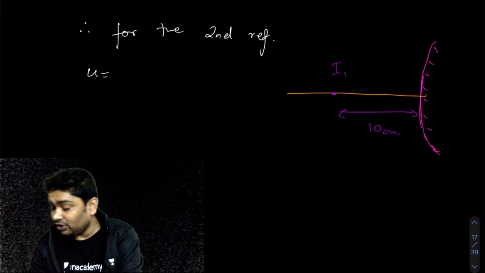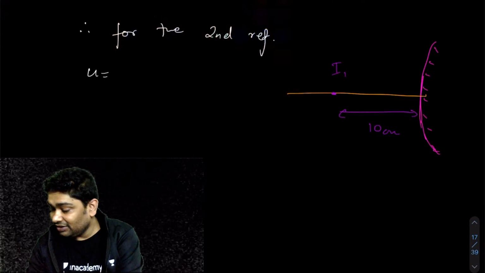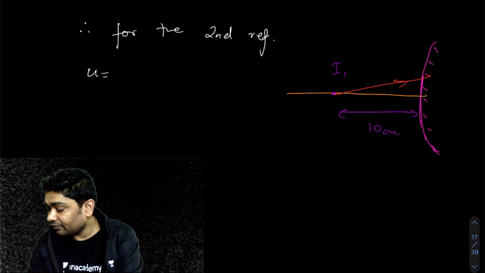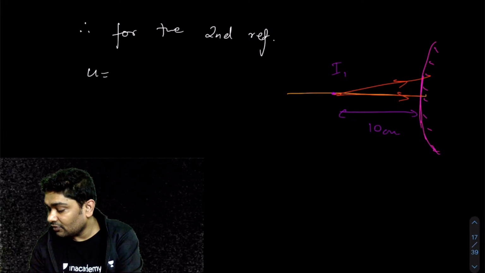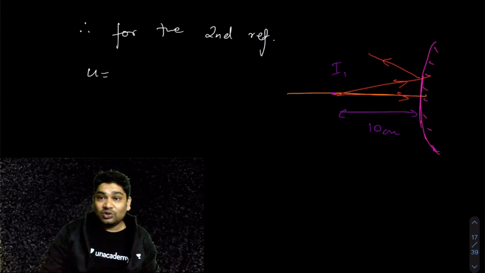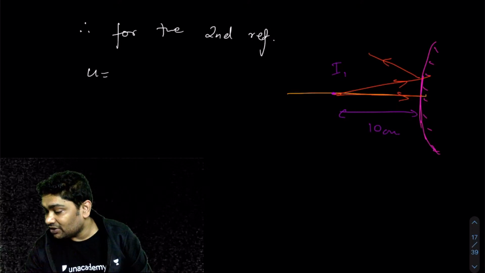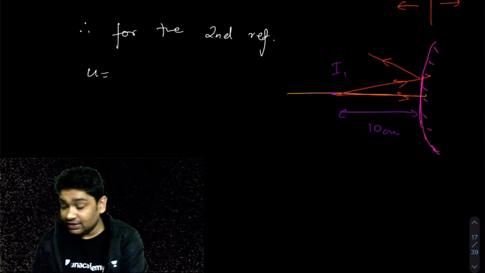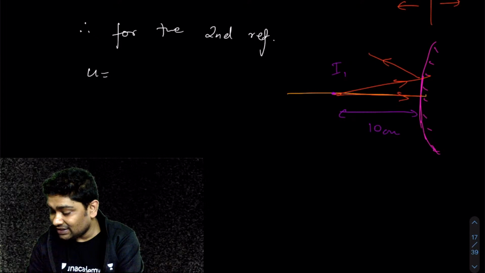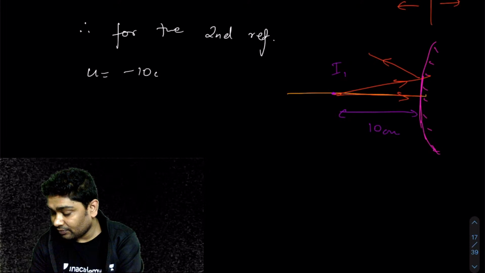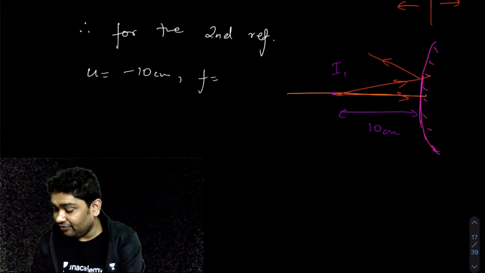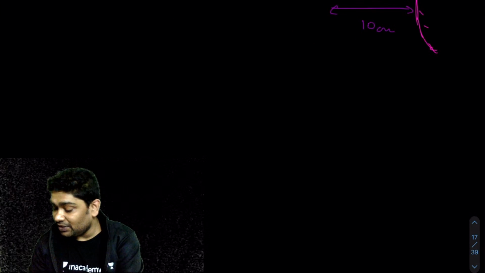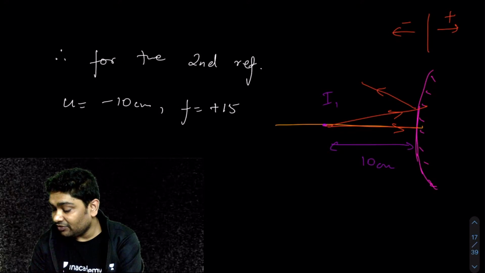Now you realize for the second reflection, the light would be traveling in this direction. So obviously that direction would be taken as positive, and this direction would be taken as negative. So for this, U will be minus 10 centimeter. And if you remember your F, that was given to you as plus 15 centimeter.